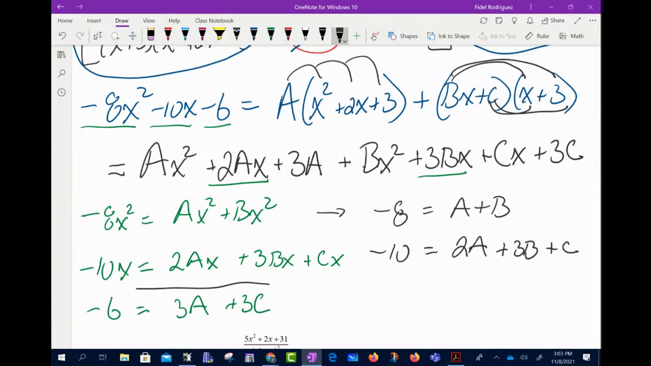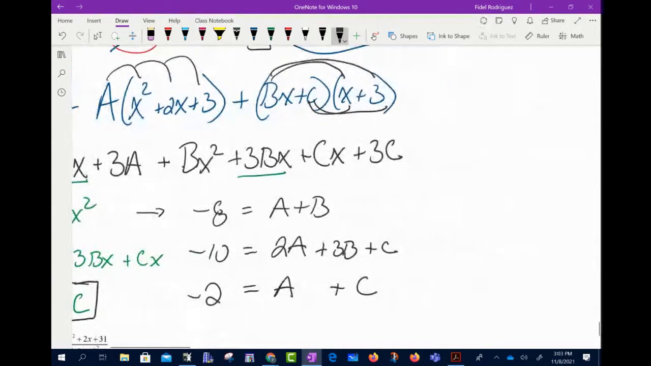Before I do anything else, do you think we could divide everything in that bottom equation by, say, 3, just to make our numbers a little bit smaller? If we divided everything by 3 in that bottom equation, y'all agree with me I'd come up with negative 2 equals a plus c. This way, my numbers aren't as big as I had before. Does that make sense? Okay.